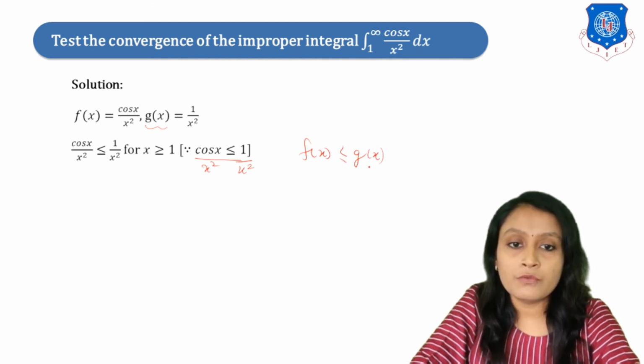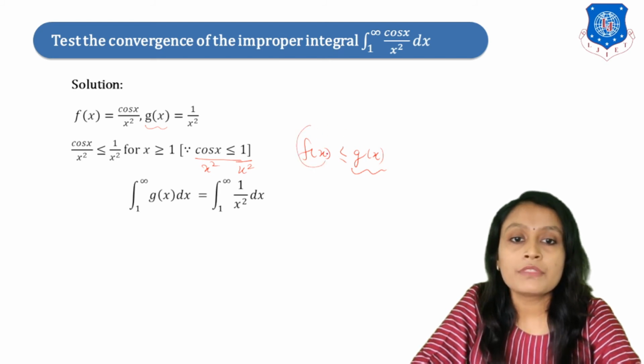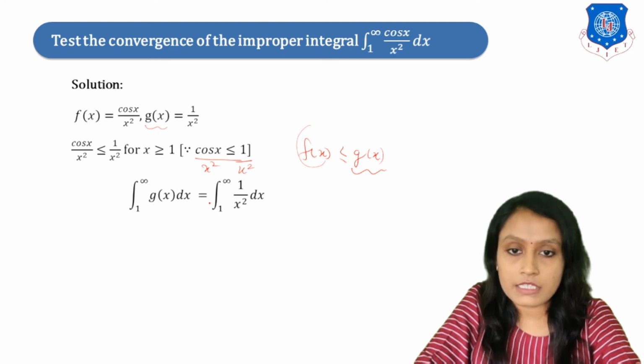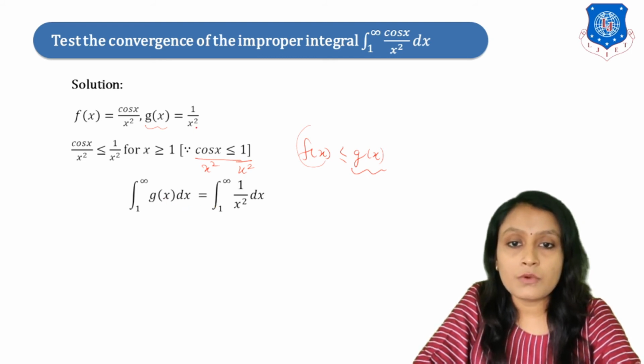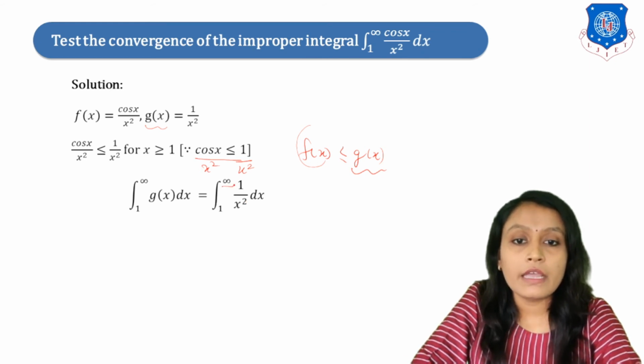So what we have to do is solve this integration from 1 to infinity of g(x). If this g(x) is convergent, then we can say that f(x) will be convergent by the direct comparison test. So we will evaluate the integration from 1 to infinity of g(x) dx. The g(x) is 1 upon x square. Now this is an improper integral of type 1 because we have infinity in the limit.